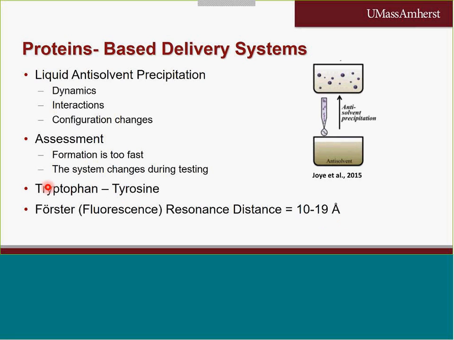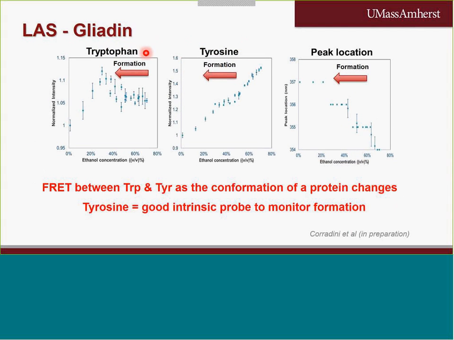In this case, we evaluated two systems, one formed by gliadin, the other formed with whey protein. Gliadin is not soluble in water, but is soluble in ethanol, so the anti-solvent for gliadin was water. We dissolved it, and we kept on adding water, and we could see that the intensity of tyrosine was being diminished upon formation.